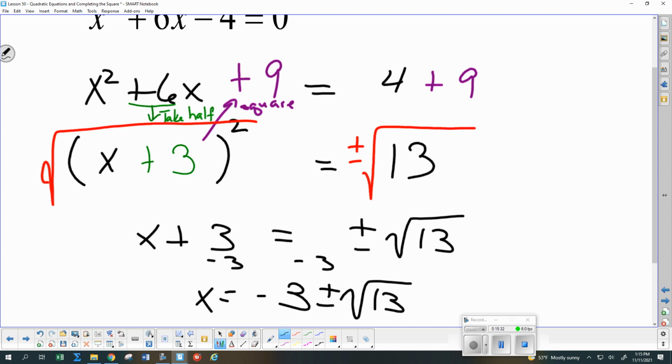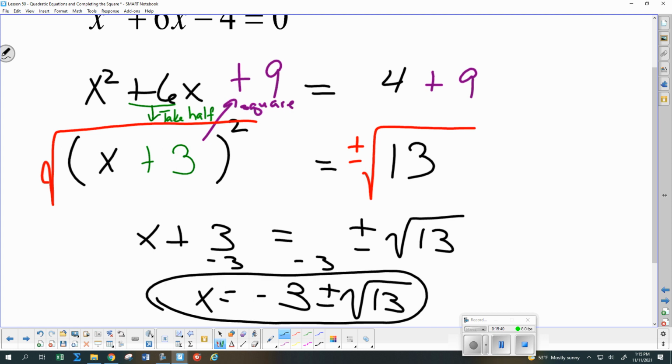Is root 13 one I can simplify? Nope, so I can't put it together with a negative 3. I can leave those two answers written with a plus or minus sign.